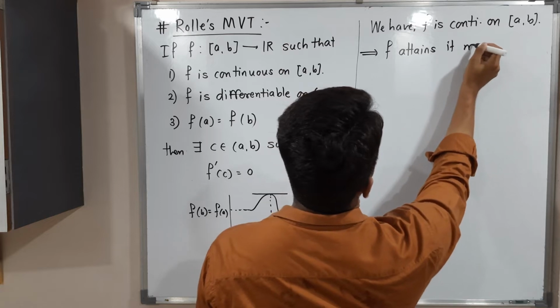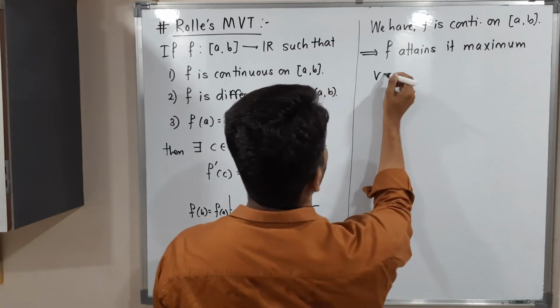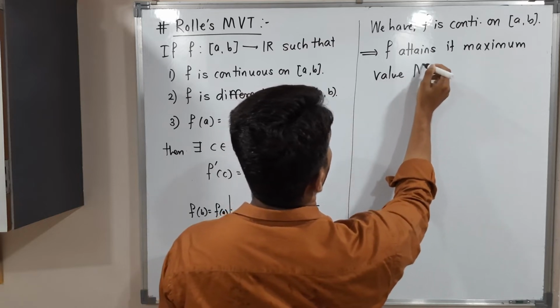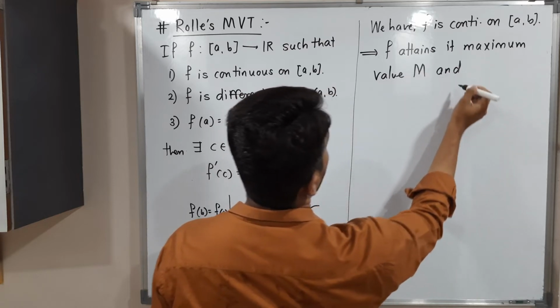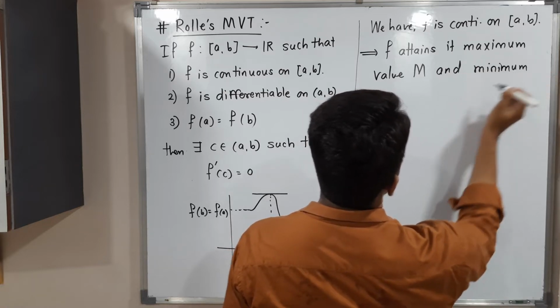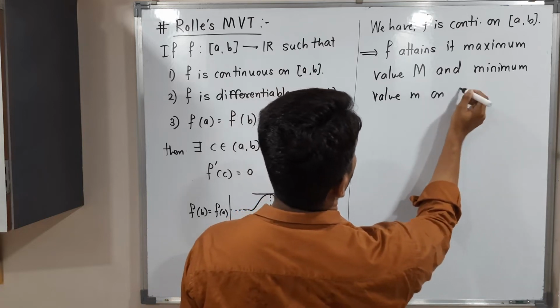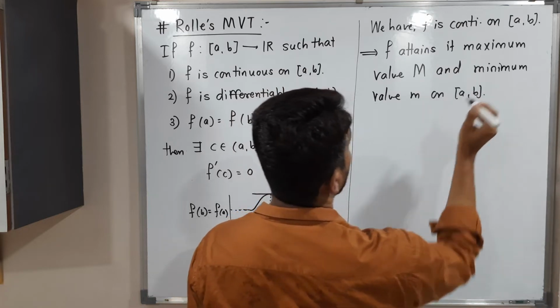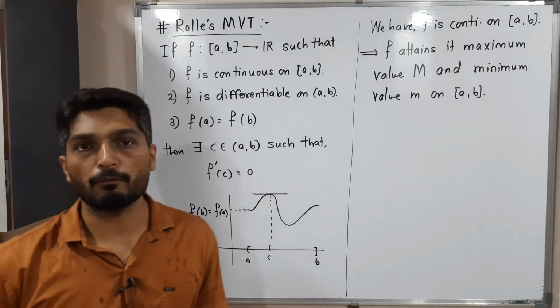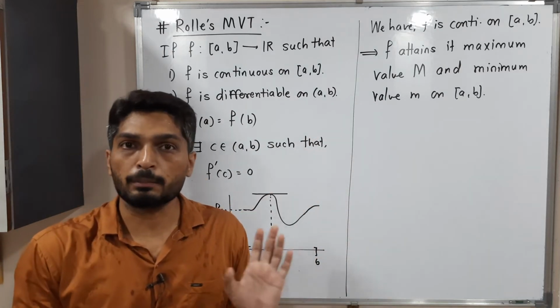its maximum value, we will call it capital M, and minimum value, we will call it small m, on closed interval [a, b]. That means the function attains its maximum value and minimum value. Maximum value we are denoting by capital M, minimum value we are denoting by small m.